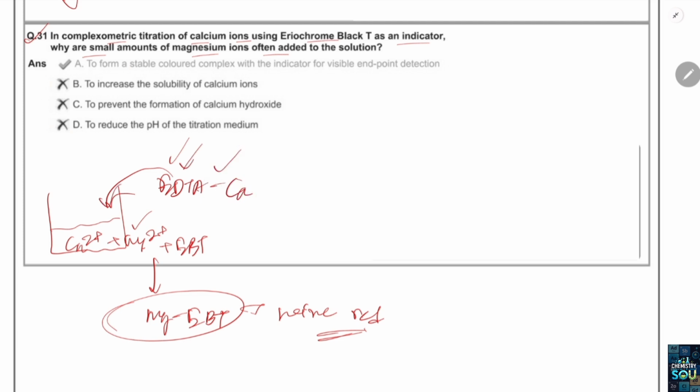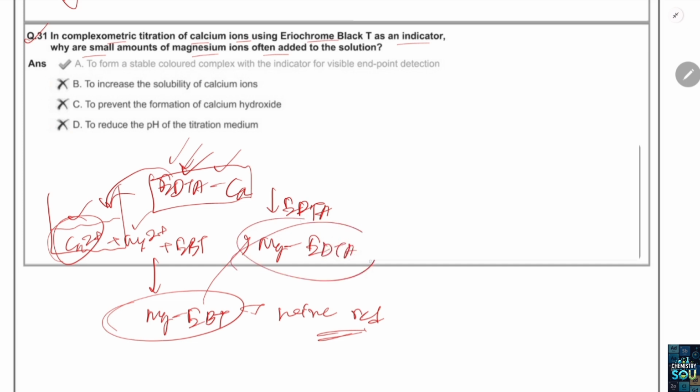And at the end point, when calcium is completely finished by the addition of EDTA and all the complex has converted to this, at that moment, when we add another drop of EDTA, it will bind to this magnesium and generate the magnesium EDTA complex. After releasing the EBT, it will generate the blue color. So the color changes from wine red to blue, which depicts the sharp end point. That's why we use the magnesium in it.